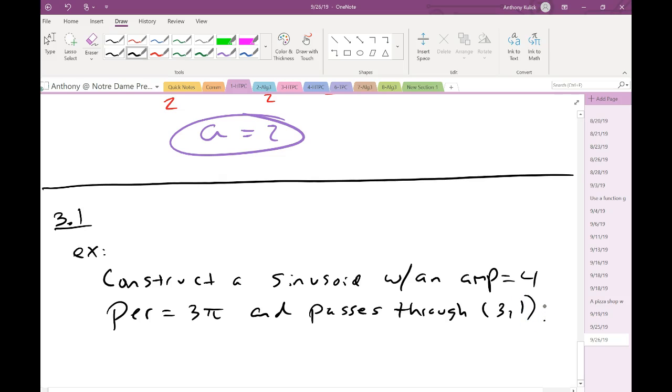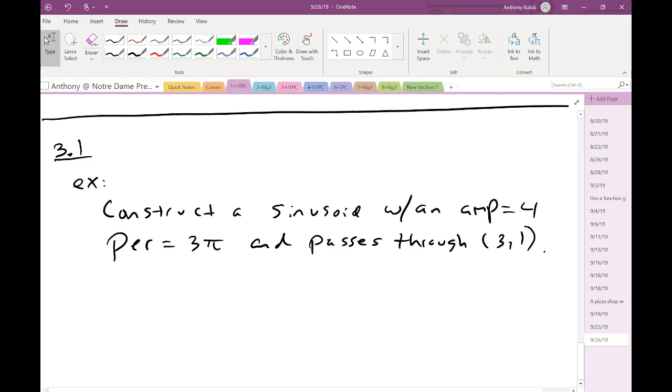So this next type of problem I want to talk about from section 3.1 is basically the same thing as the look at the graph and write the equation, except we've taken away the graph and we're just giving you some crumbs. Instead of giving you all the information possible, we're giving you the minimum information possible to figure this out. So it says construct a sinusoid with an amplitude of 4, a period of 3 pi, and it passes through the point 3,1.